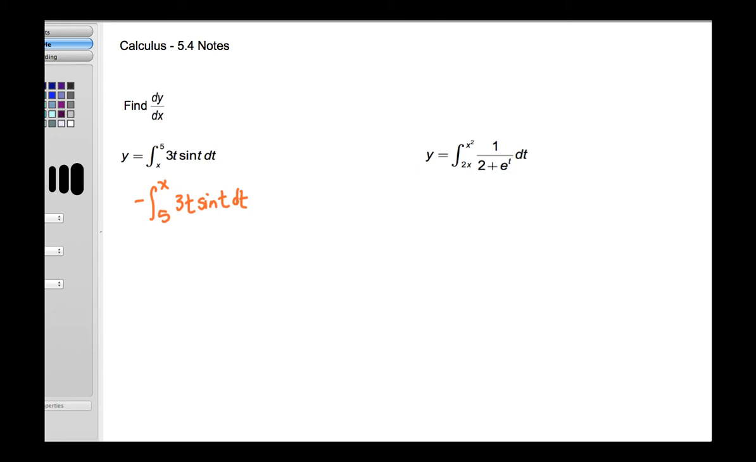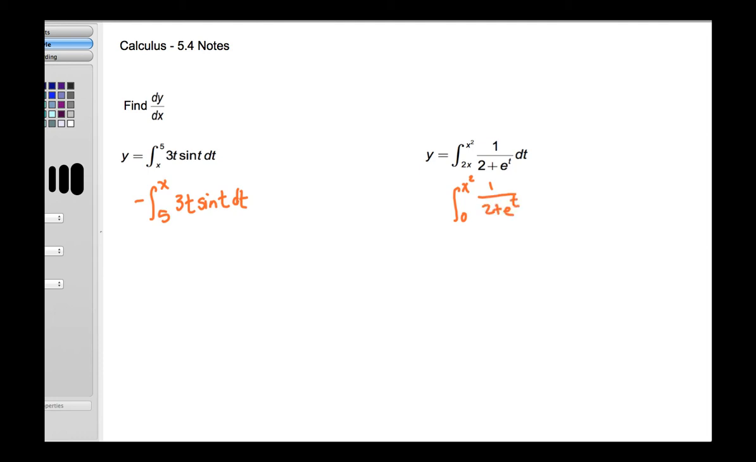And then over here on the other side, what we would want to do is split this up into a couple of different pieces, potentially, so that we could get it to work out a little bit easier. And the way that we're going to work on this one is we're going to look at it from 0 to x squared of 1 over 2 plus e to the t.